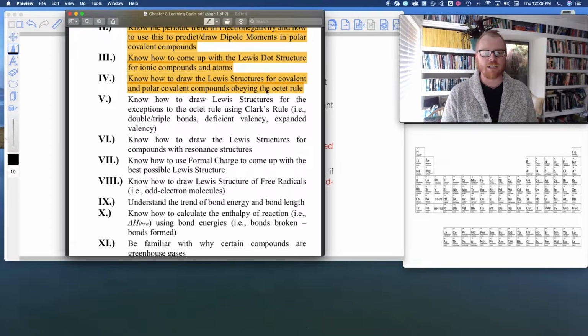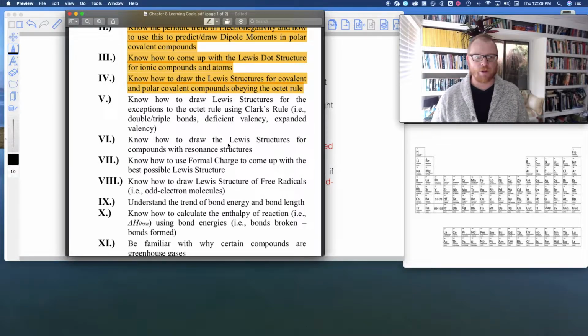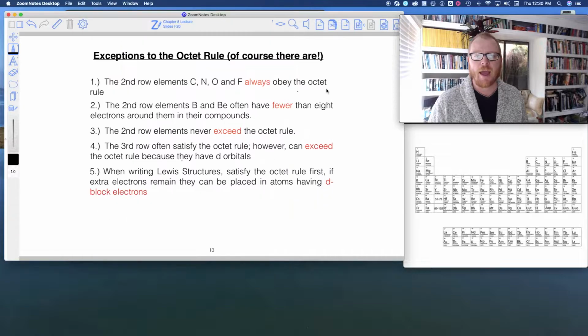And in that last lecture, we looked at Clark's rule to do double bonds and triple bonds, but we haven't looked at deficient valency or expanded valency yet, okay? So that's what I'm going to pick up with from here. That's learning goal 5. Also in this video, I think we should have time to do learning goals 6, 7, and 8 as well, to wrap up the remaining things of Lewis structure. But I'm keeping my eye on the time, and let's see how we go, okay?